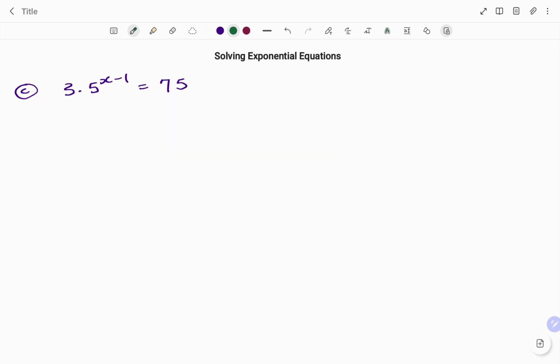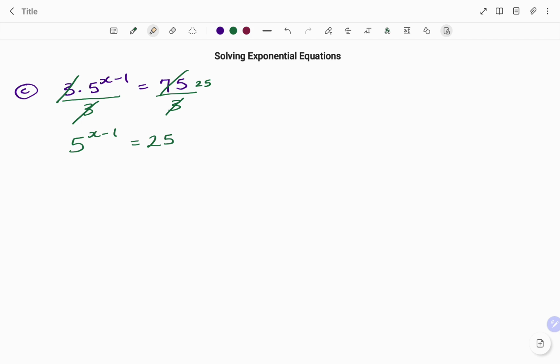In this example, I have 3 times 5 to the power of x minus 1 equals 75. The first step is to get rid of my 3, and because it's multiplying 5 to the power of x minus 1, applying the inverse function of multiplication, which is division, I'm going to divide both sides by 3. I have 3 in 3, that's 1, then 3 in 75, that's 25. So rewriting my equation, I have 5 to the power of x minus 1 equals 25.